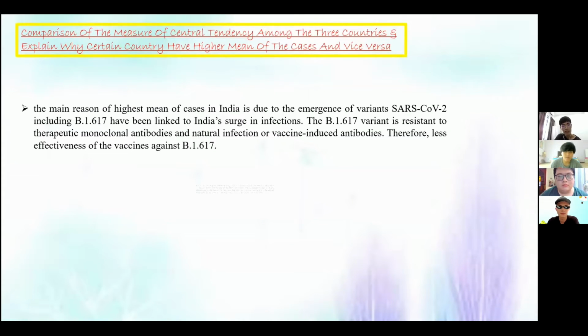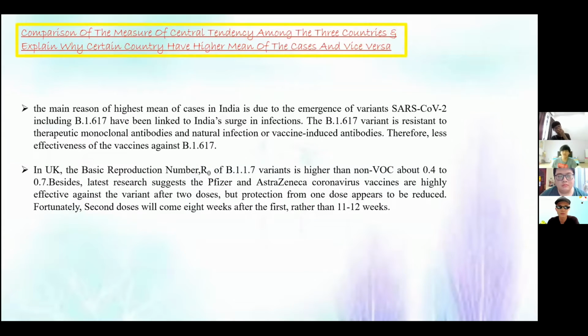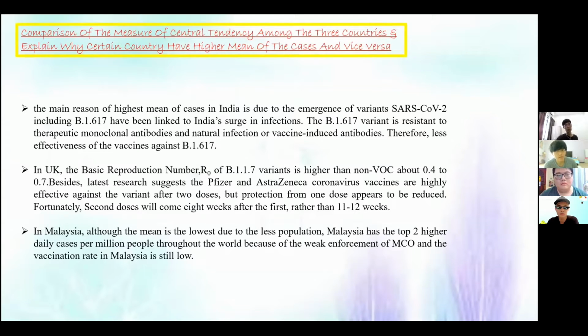So why does India have the highest mean number among these countries? According to the research, the main reason for the highest mean of cases in India is the emergence of COVID-19 variants, including B.1.617, that resist the antibodies or the vaccine-induced antibodies. So there will be less effectiveness of the vaccine against these variants.